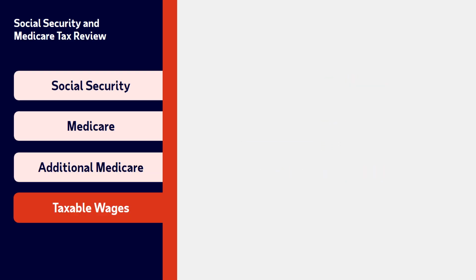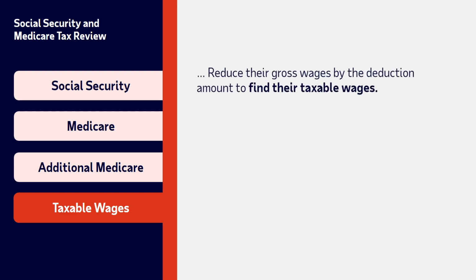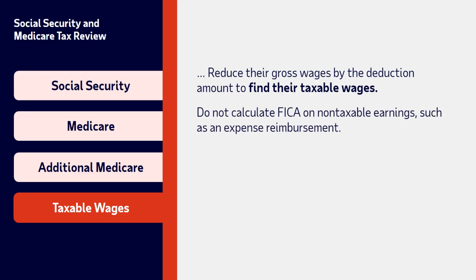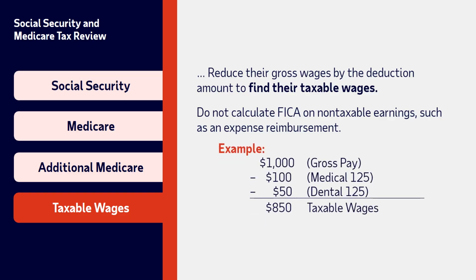Taxable wages. If an employee has deductions that are pre-taxed for FICA, such as Section 125 cafeteria plan health premiums, reduce their gross wages by the deduction amount to find their taxable wages. Do not calculate FICA on non-taxable earnings, such as an expense reimbursement. For example, $1,000 gross pay minus $100 for medical and minus $50 for dental leaves $850 as taxable wages.